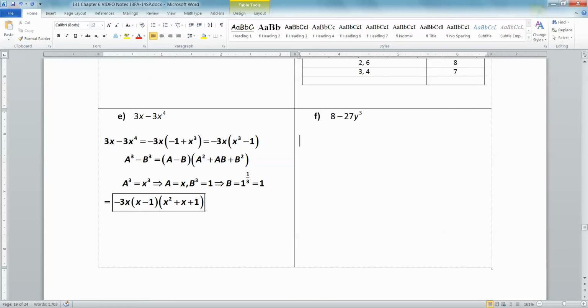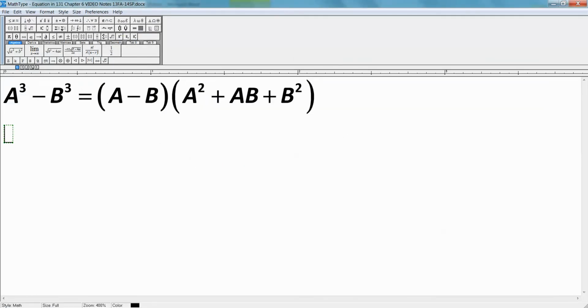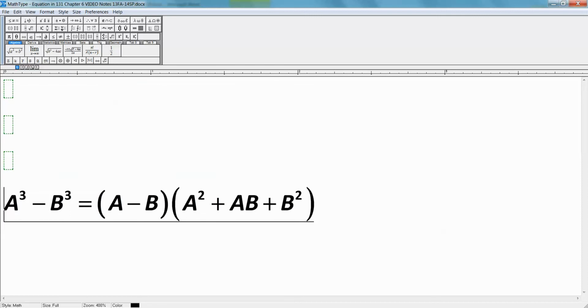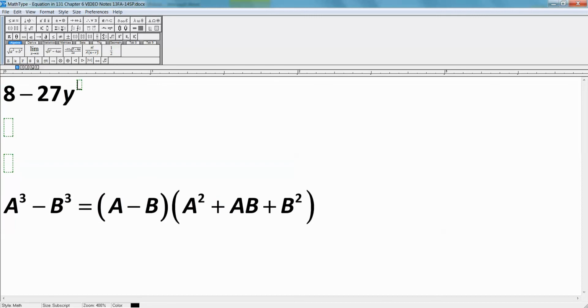Oh, look, it's another difference of cube formula. I can't escape them. All right, so we have 8 minus 27. What was it? Hold on. It was 8 minus 27y cubed, right? Okay, this is obviously a difference of cubes. Again, it's up to you. You can leave it like this.